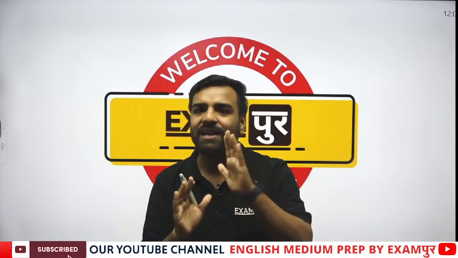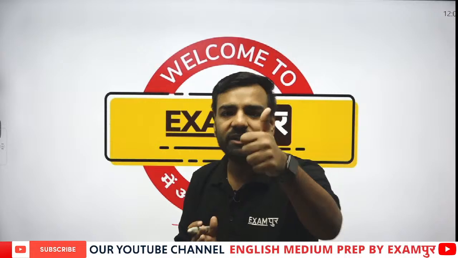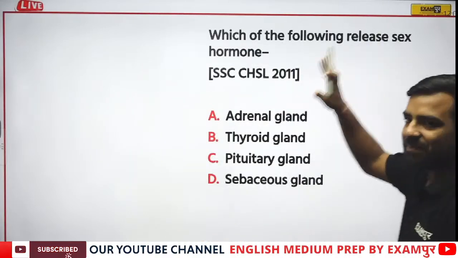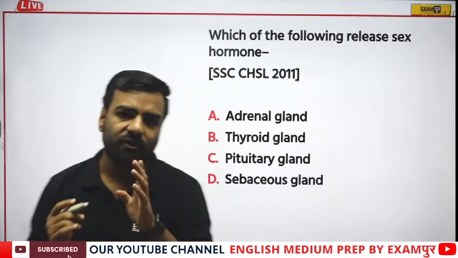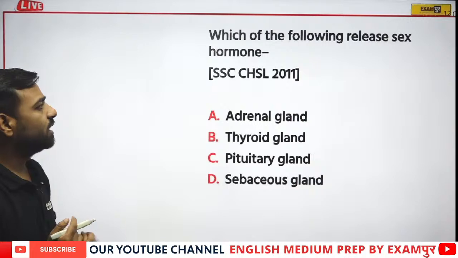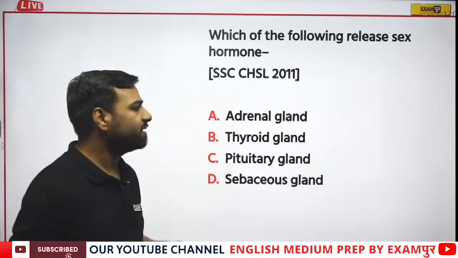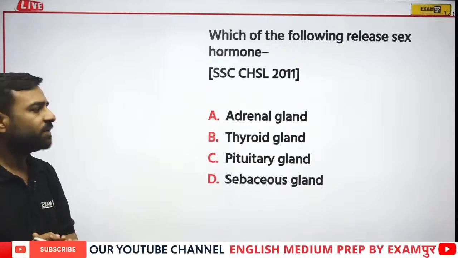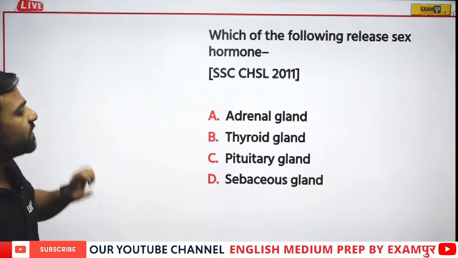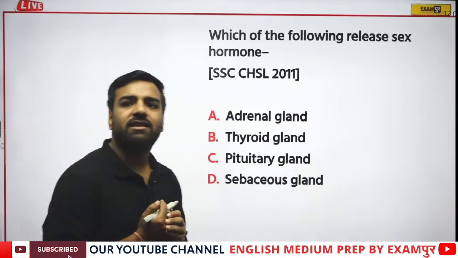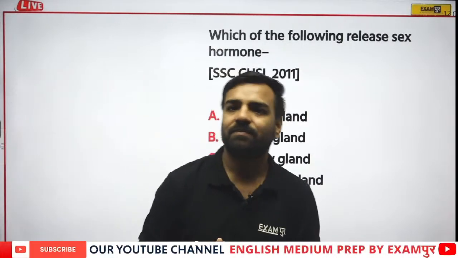So without any delay, let's move with the first question, and the first question on the screen is here. So what's the first question? The first question is, which of the following release sex hormone? Now this question is from CHSL 2011. Which one would be the correct answer? Is it adrenal gland? Is it thyroid gland? Is it pituitary? Or is it sebaceous? Let's see who gives this answer.